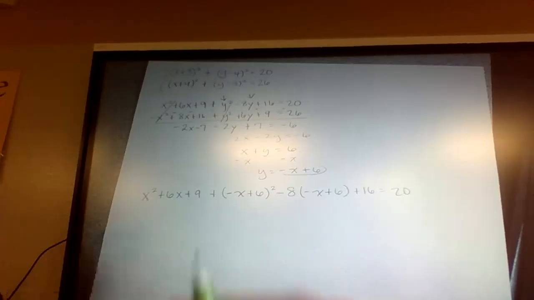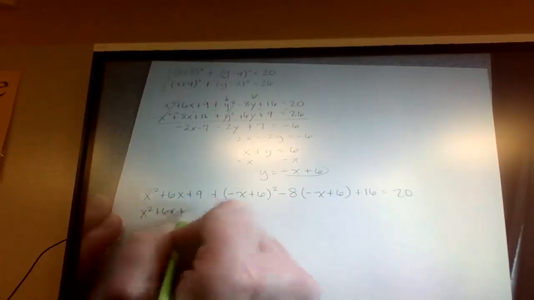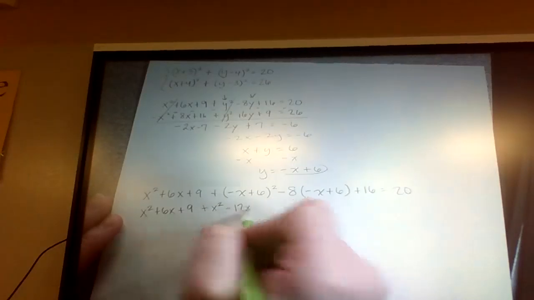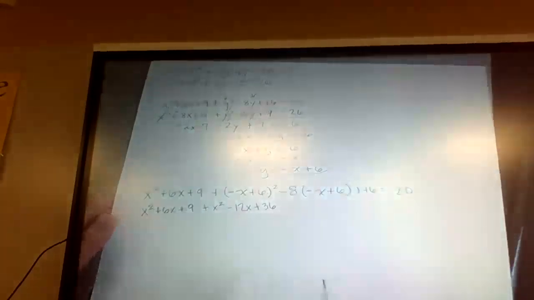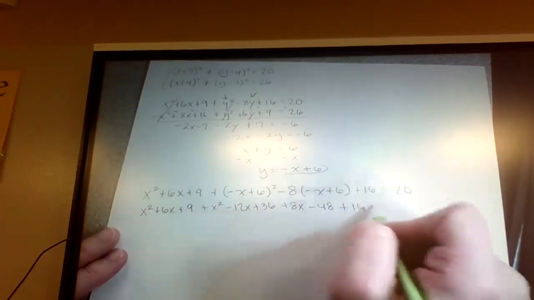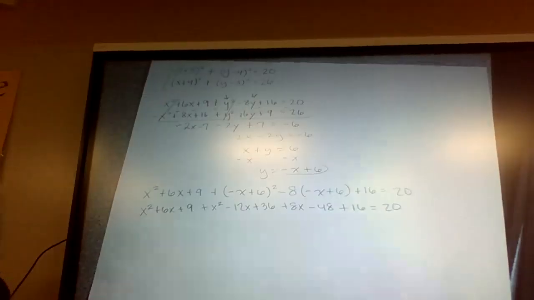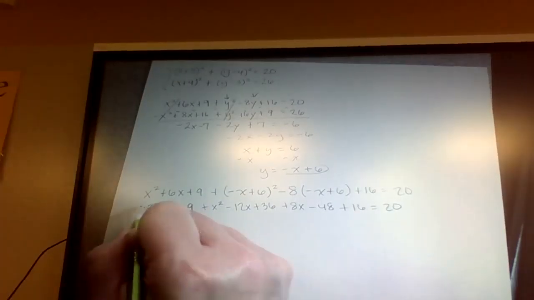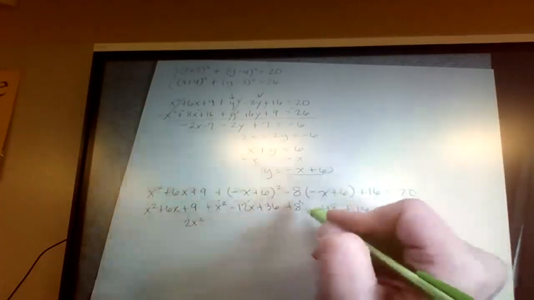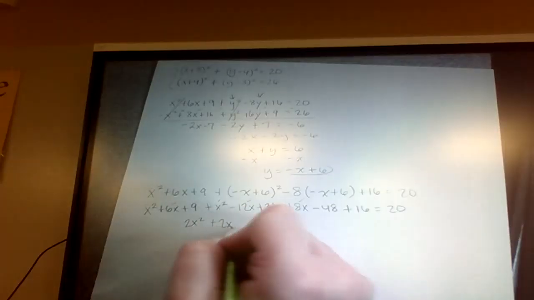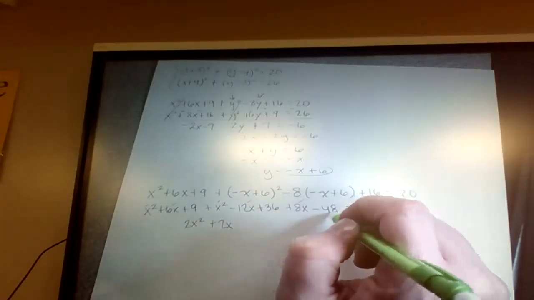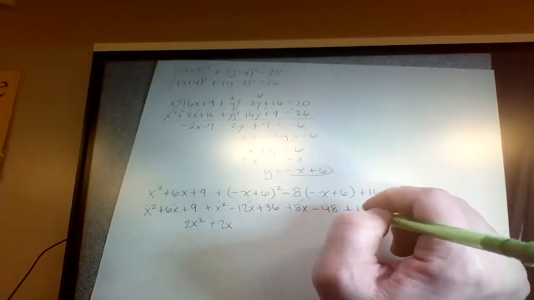It's definitely nothing to write home about. Let's see, x squared plus 6x plus 9. So that's going to be x squared minus 12x plus 36 plus 8x minus 48 plus 16 equals 20. 2x squared, negative 6x plus 2x. 9 plus 36 is 45 minus 48 is negative 3 plus 16 is 13.